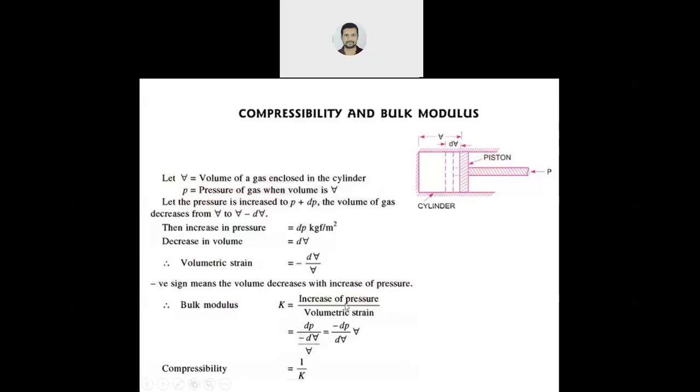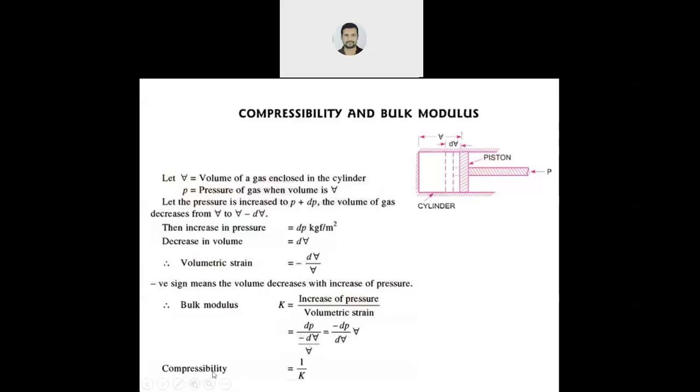Now it is given by increase of pressure divided by volumetric strain. What is the increase of pressure? dP. What is volumetric strain? Here it is minus dV by V. Simplify it, and you will get K equals minus dP by dV into V. This is nothing but the bulk modulus.